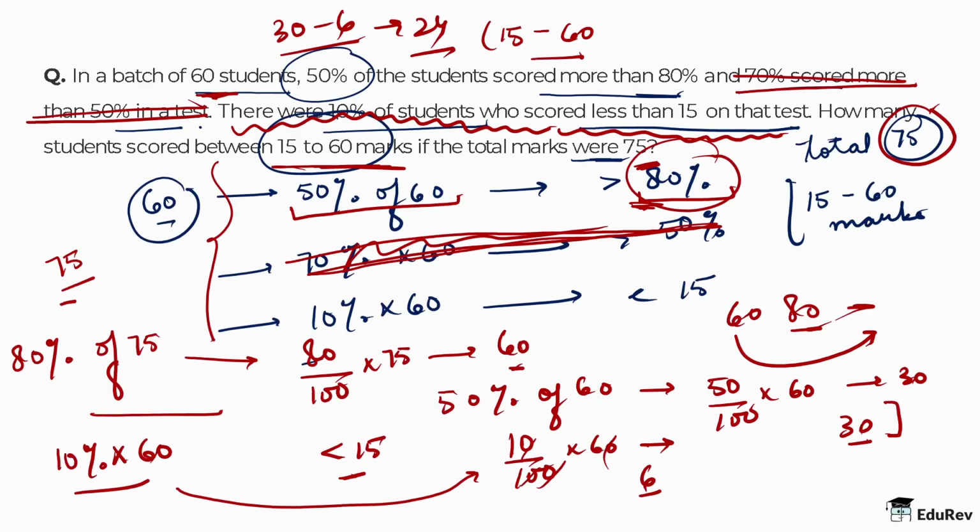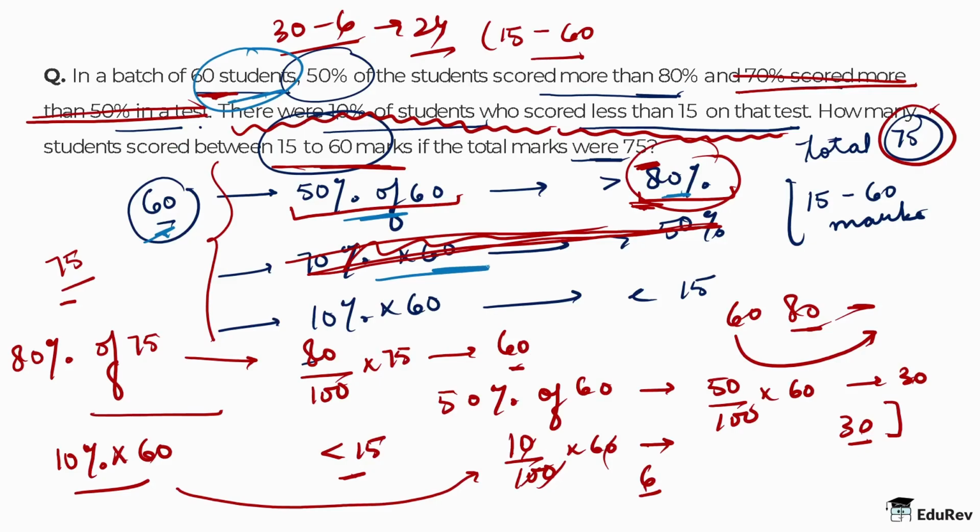All right. So let's read the question again. The question says that in a batch of 60 students, so I told you that the total number of students is 60. I wrote 60, right? Now 50% of the students scored more than 80%. That means 50% of 60 were scoring more than 80%. Next, they are saying that 70% scored more than 50% in a test.